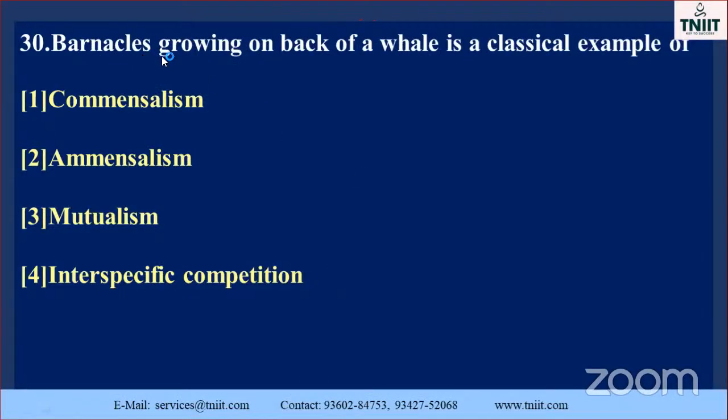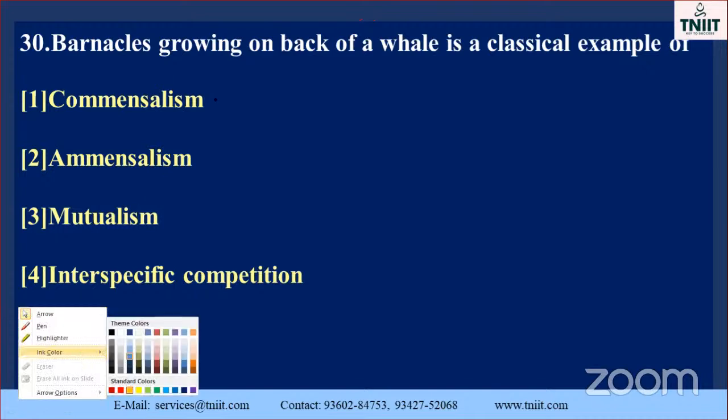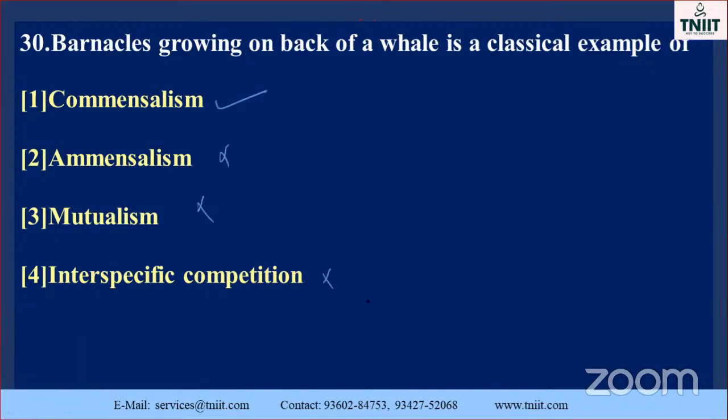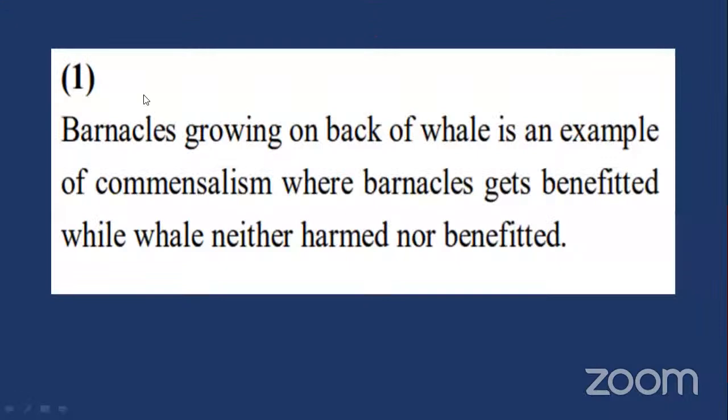Barnacles growing on the back of a whale is a classical example of which one? Already we discussed. Barnacles growing on the back of a whale is a classical example of commensalism. Okay, this one is also already we saw. Commensalism. These three will not come here. Barnacles growing on the back of a whale is an example of commensalism where the barnacle gets benefited, while the whale is neither harmed nor benefited.